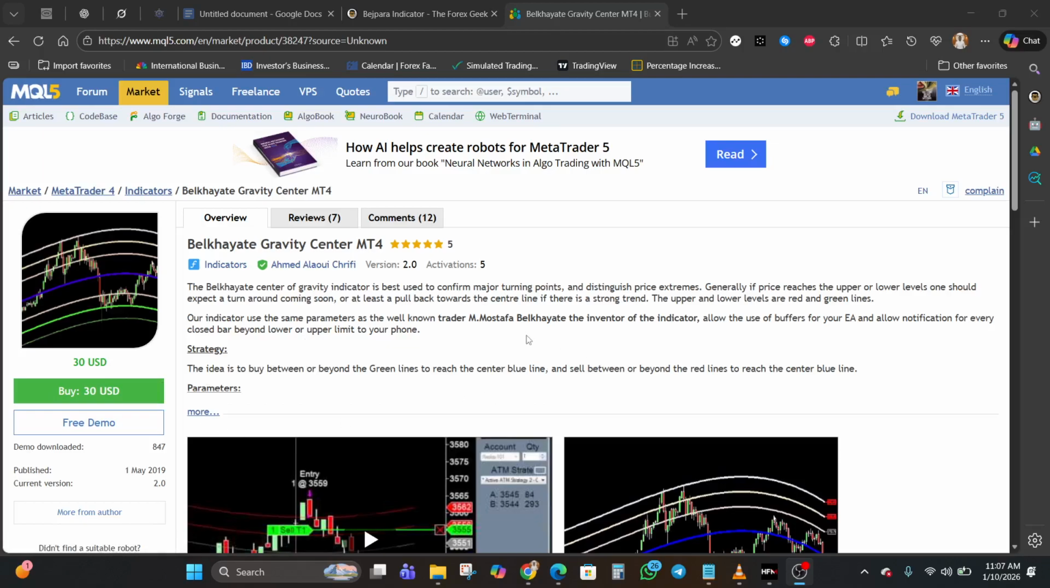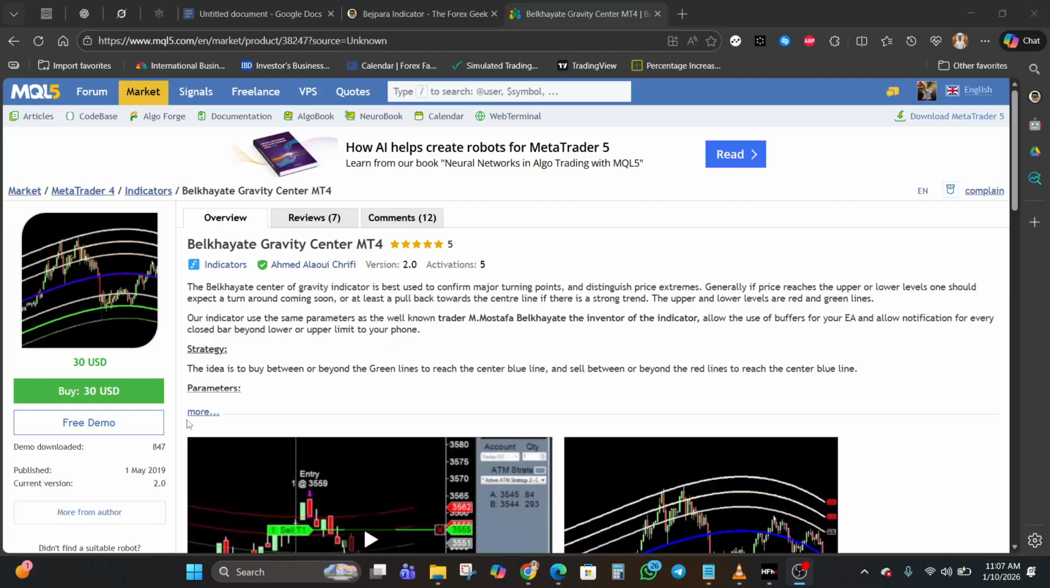But before you make any financial commitments, I'm going to recommend that you try out the indicator with a free demo first. After trying the indicator in the free demo, if it meets up to your expectations, then you can, of course, proceed to make the financial commitment.